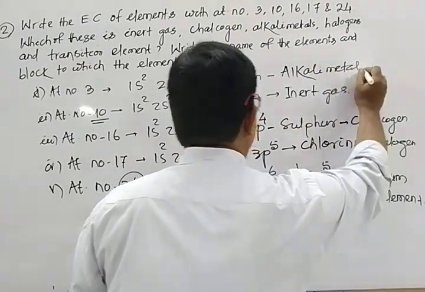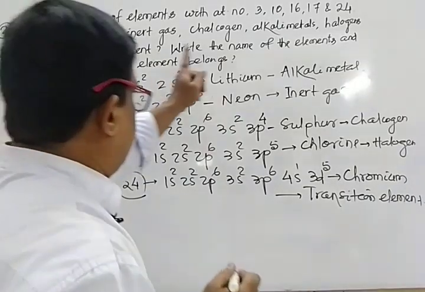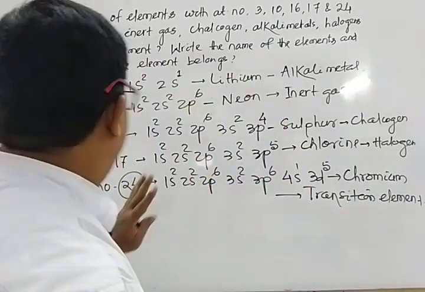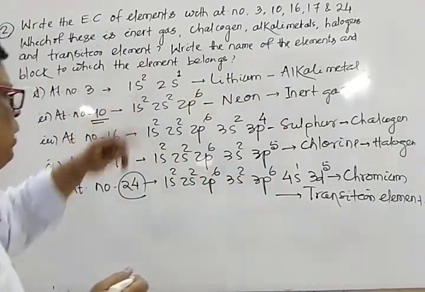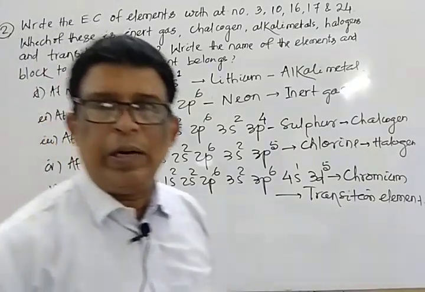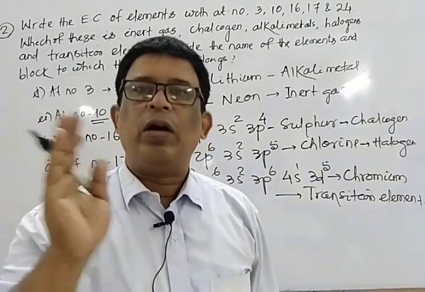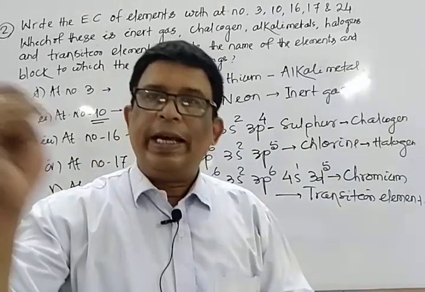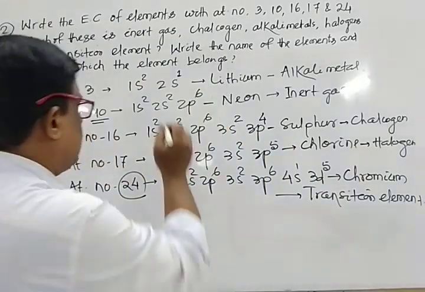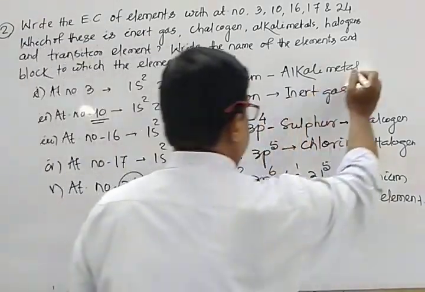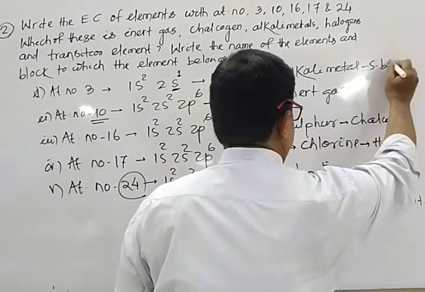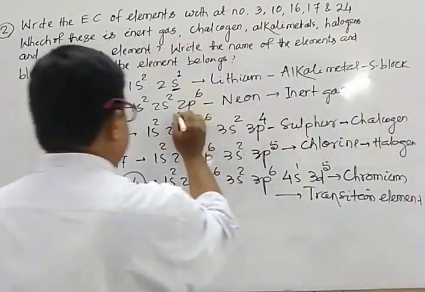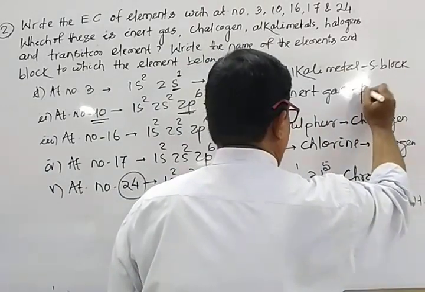Alkali metal. And also write the name of the element, and the block to which it belongs. The block can be decided by the orbital, the subshell that receives the last electron. Mark that. The one that receives the last electron in s is known as the S block. This one receives the last electron, known as a P block.